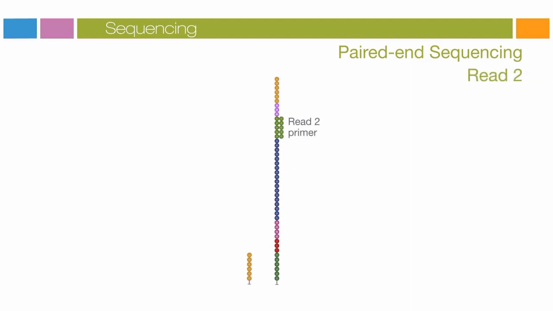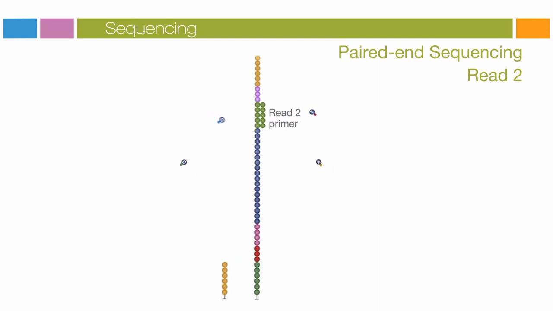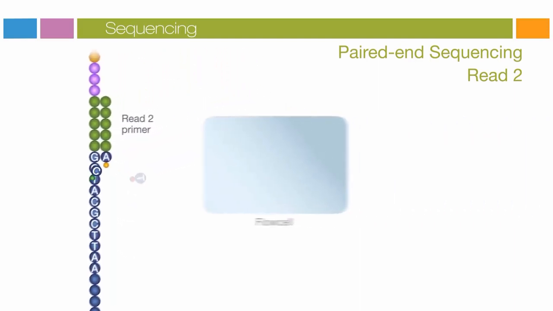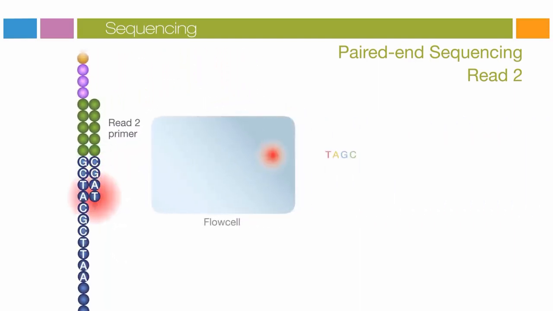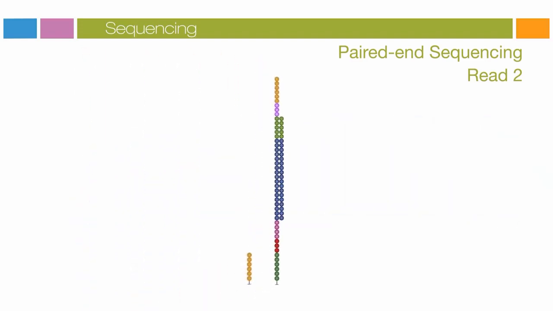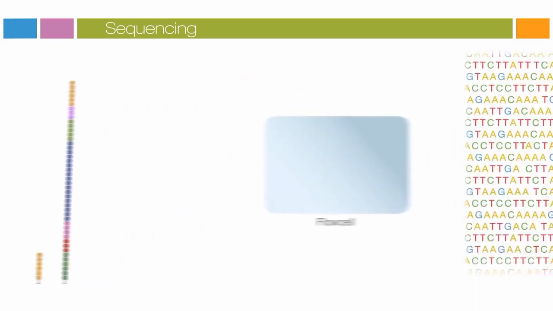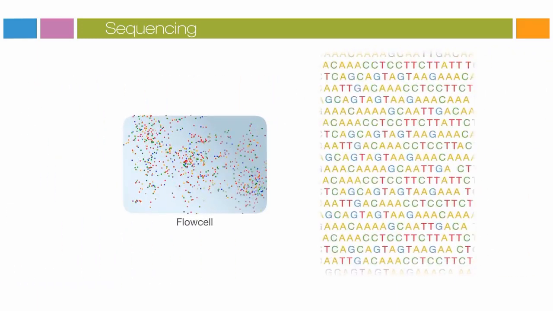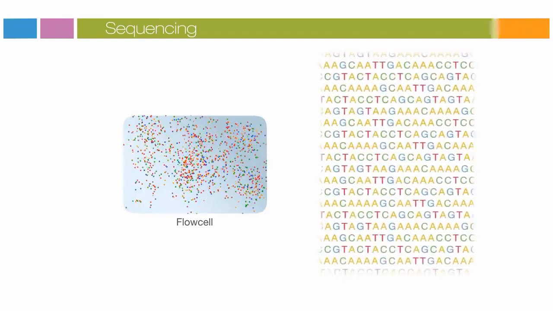Read 2 begins with the introduction of the Read 2 sequencing primer. As with Read 1, the sequencing steps are repeated until the desired read length is achieved. The Read 2 product is washed away. This entire process generates billions of reads, representing all the fragments.